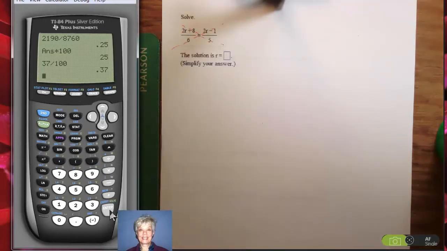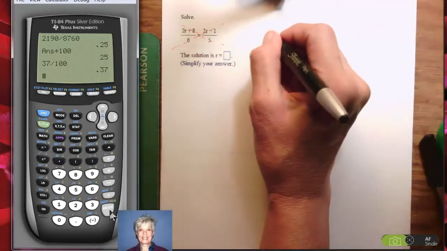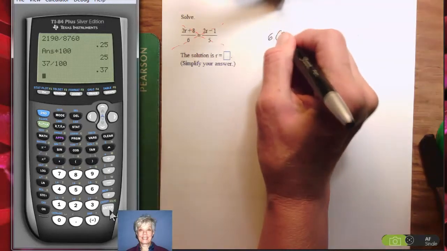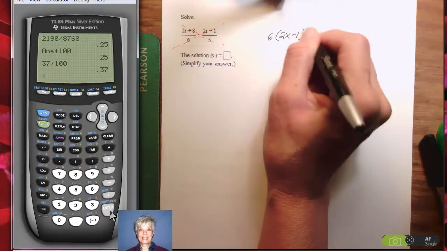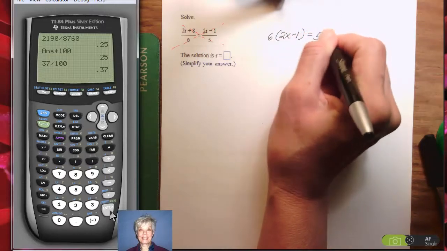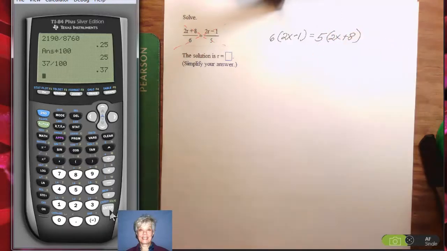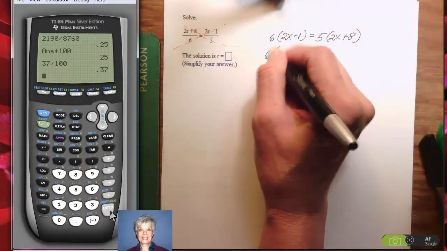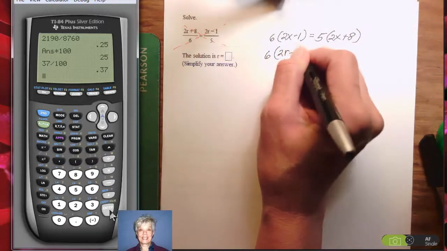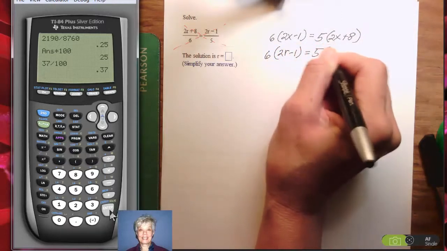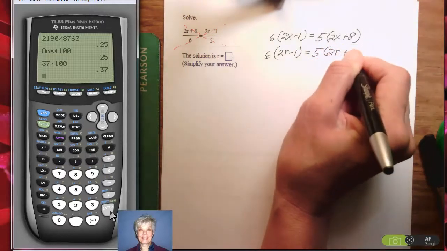When you cross multiply, what you do is you multiply along the diagonals of the x. So I'm going to say 6 times (2x minus 1) equals 5 times (2x plus 8), and I'm going to solve that problem. Only it's not an x, it's an r, isn't it? Oh well. 6 times (2r minus 1) equals 5 times (2r plus 8).